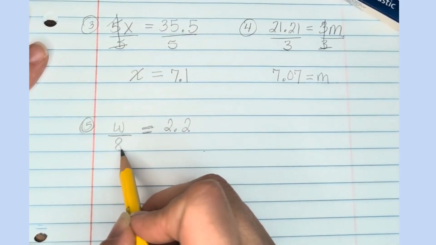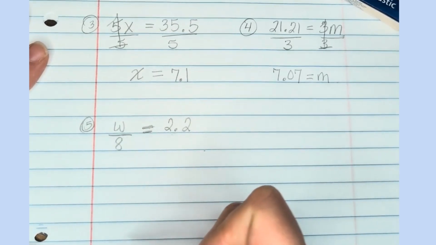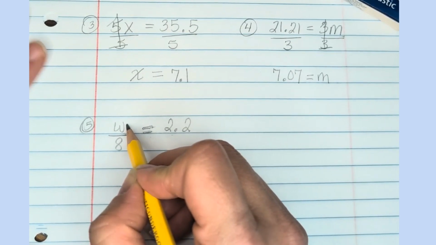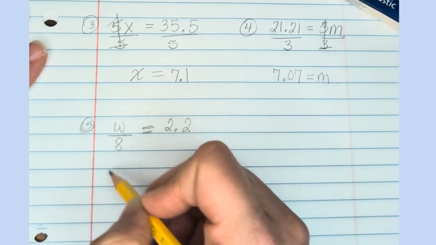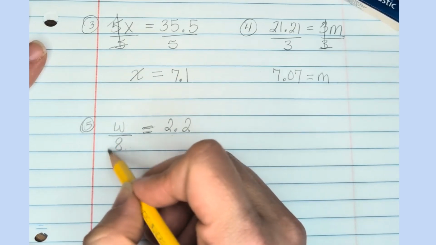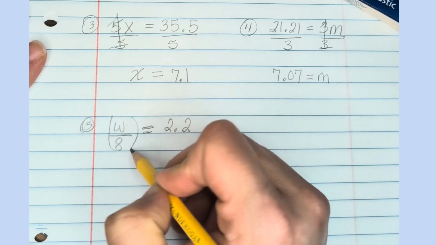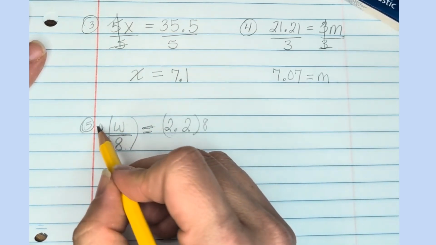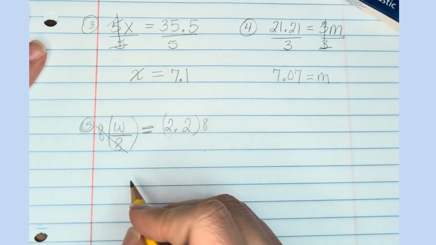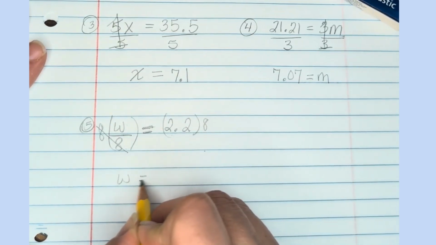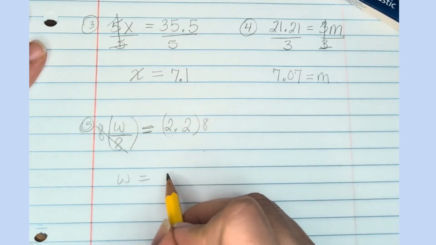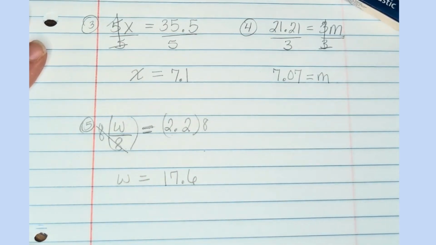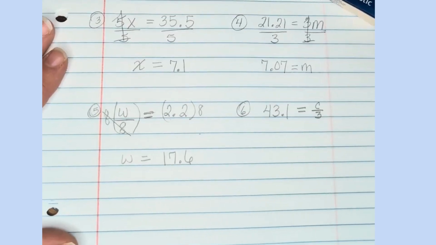Number 5, w divided by 8 is equal to 2.2. When we see a fraction and we have a variable in the numerator and a number in the denominator, we can solve by multiplying by that denominator. So we're going to multiply both sides by 8. On the left, 8 divided by 8 will give us a 1. So we're left with 1w is equal to 2.2 times 8, which will give us 17.6. W will equal 17.6.